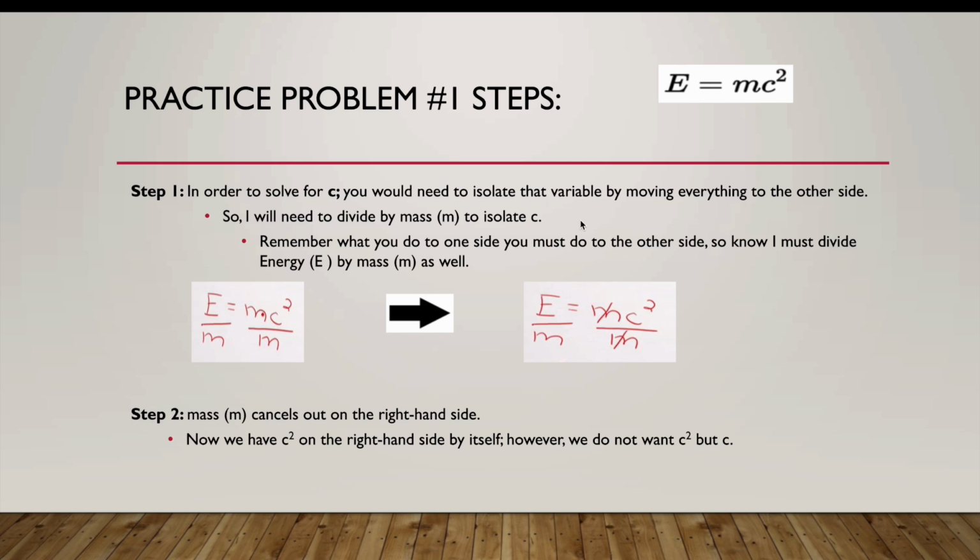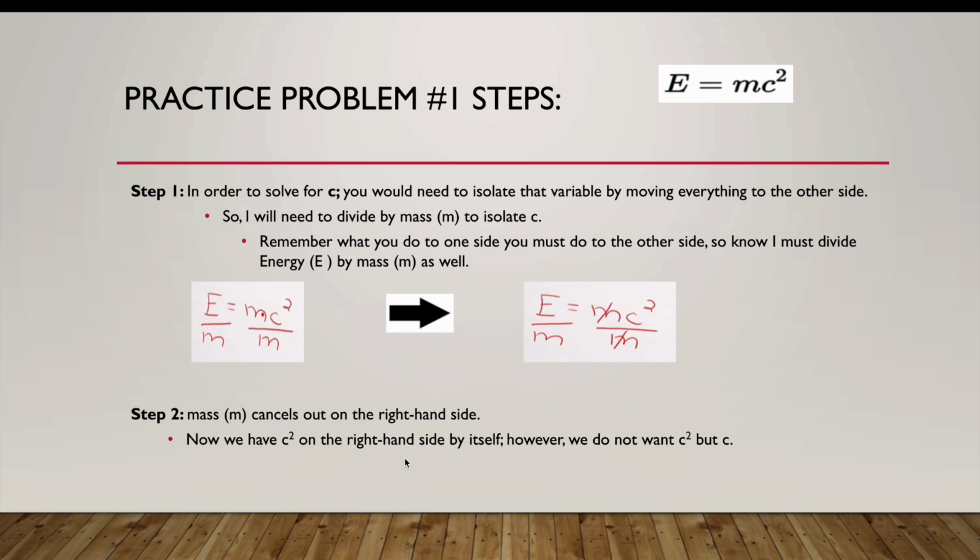So to solve for c, we need to isolate c by moving everything over to the other side of the equation. C is already on the right. We want to move everything around the c to the left. So first we want to divide by mass, which is m, so we can isolate c on the right-hand side. But remember that what you do to one side of an equation, you have to do to the other. So we have to divide energy, E, by mass, m, as well. So you should have gone from this to this: E over m equals c squared.